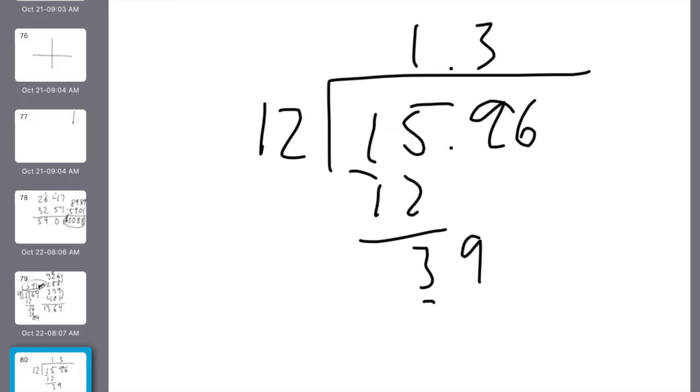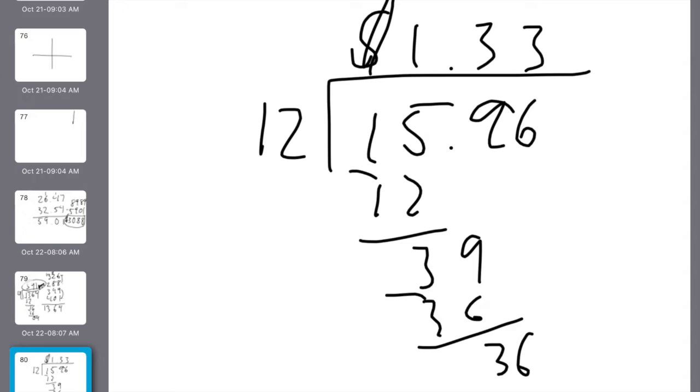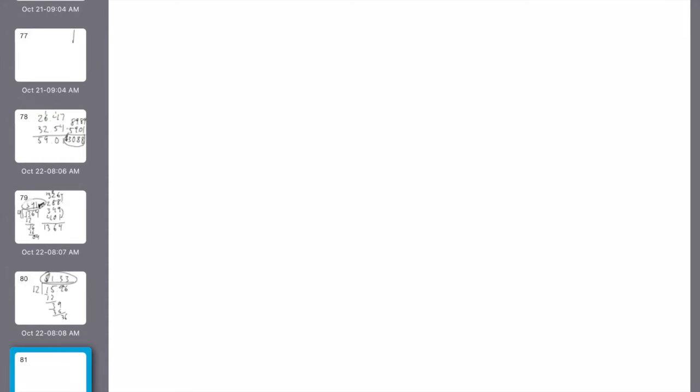So the division goes, I get a 12, bring down a 3, I get a 9. It goes in there 3 times, that's 36, subtract, and that one's going to also be 3, and it's going to cost me $1.33 per month for my yearly subscription.